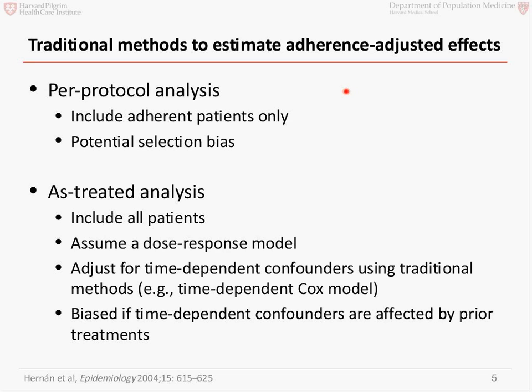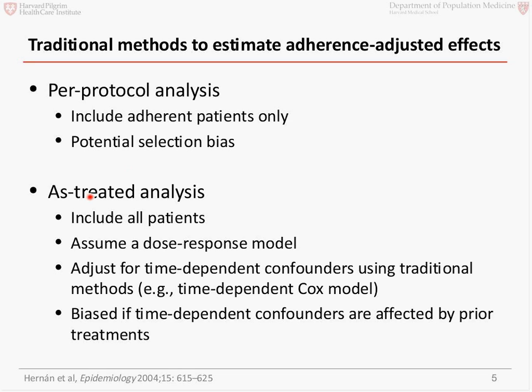So for example, if you are interested in comparing drug A versus drug B under full adherence, you would find a subset of patients who are adherent to drug A and do the same for drug B, and then compare the risk of outcomes. And we know that this might create some potential selection bias, because patients who stick to their treatment might be very different from those who stop their medication during follow-up, and the differences might be predictive of the outcome. So this method is easy to use, but it has some limitations.